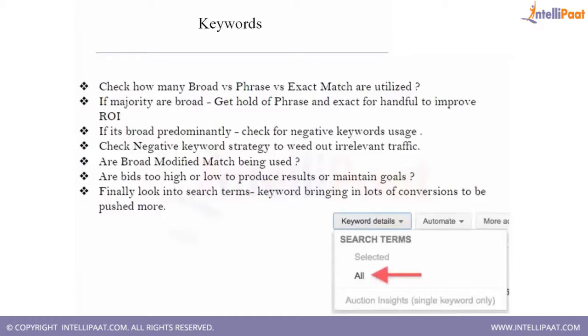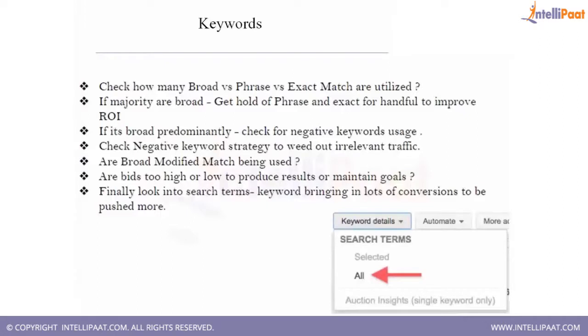If the majority are broad, then get hold of phrase and exact for a few of them so that you can evaluate how things are working. I would say the same thing: have different campaigns, or maybe different ad groups wherein every single aspect remains fixed, but only one single thing is variable, and you keep the match type variable. You can have one ad group where you have all broad match with a good number of negative keywords, then a second ad group with phrase match, and then another ad group with everything being the same and only exact match.